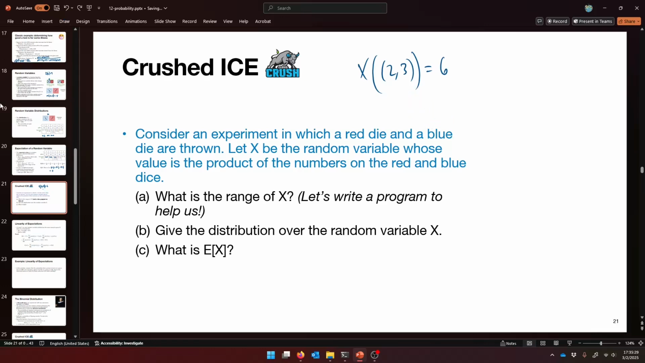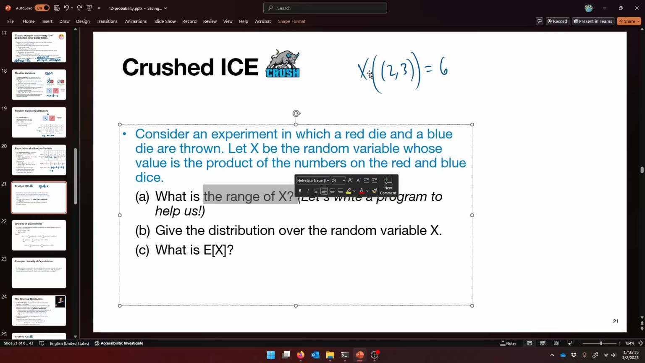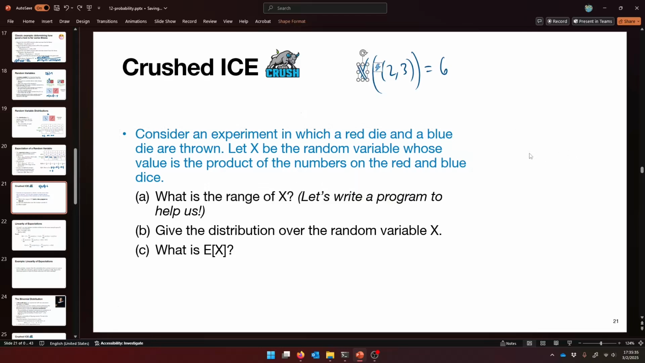So please, given that, calculate first the range of this x random variable, what are all the different values that it could take on, because it's not going to be just 1 through 36 anymore, or 1 through 12 if it's the sum. It's not going to be 1 through 36. There's going to be some numbers skipped because of multiplication. So think about that. You can write a program. I think that will help you.